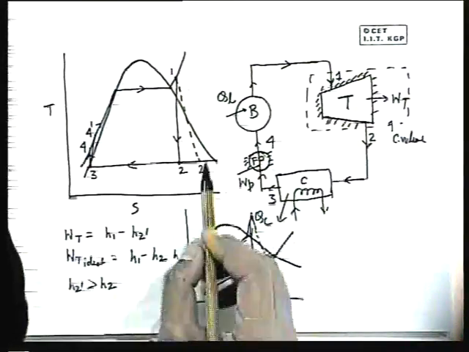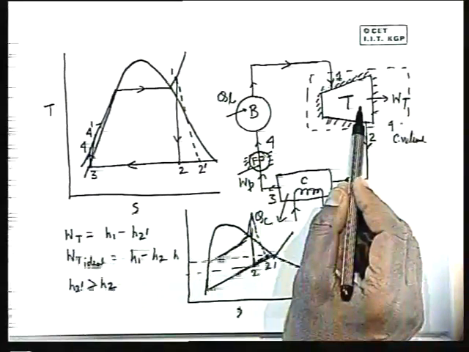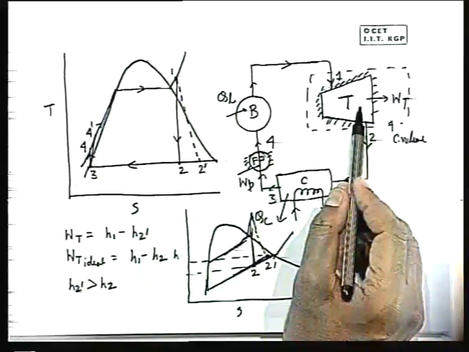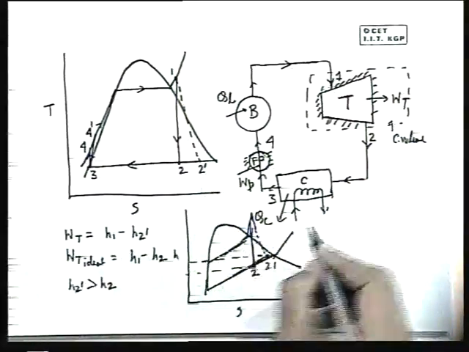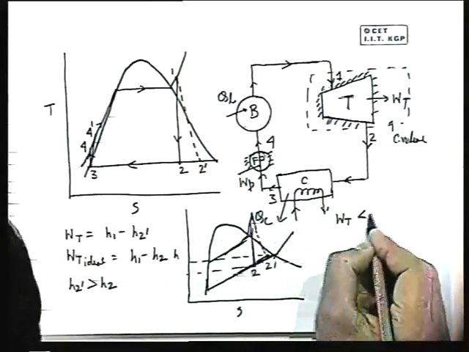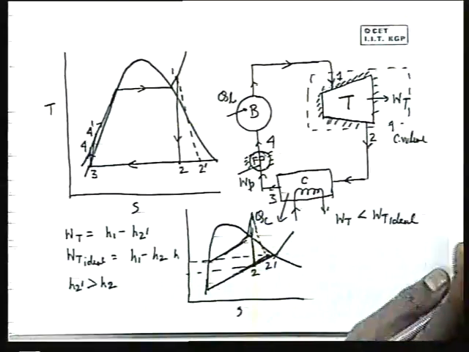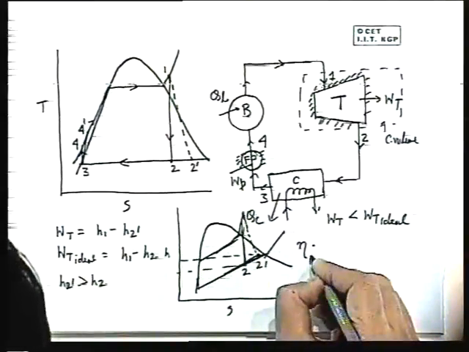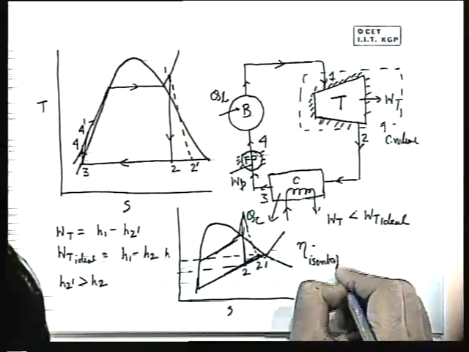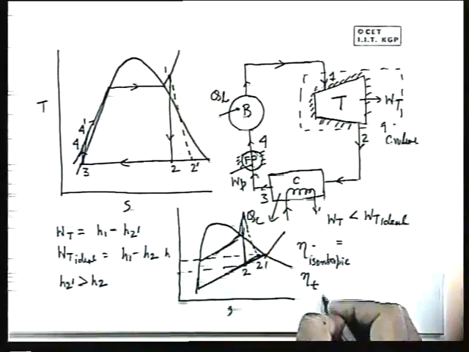How do you explain this physically? Obviously, because of the irreversibility, the friction is converted into intermolecular energy. So intermolecular energy increases the temperature, and when the temperature increases, the enthalpy of the working system will increase. So therefore the enthalpy is increased, which means WT is less than WT ideal. That means the work produced by the turbine will be less than the ideal work. And the ratio of these two is defined as the isentropic efficiency of the turbine. Sometimes we define it simply as eta T, T is for turbine.